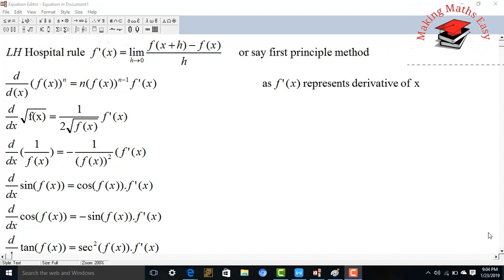Today we will come to the new topic or new chapter, that is differentiation or derivatives, 12th standard derivatives. So let's look at or revise some important formulas in the derivative before moving to the sums. The first formula, or the first rule, is the L'Hospital rule. We also call it the first principle method.